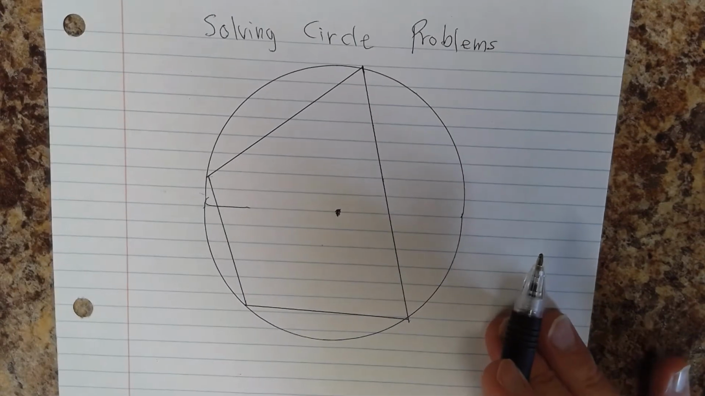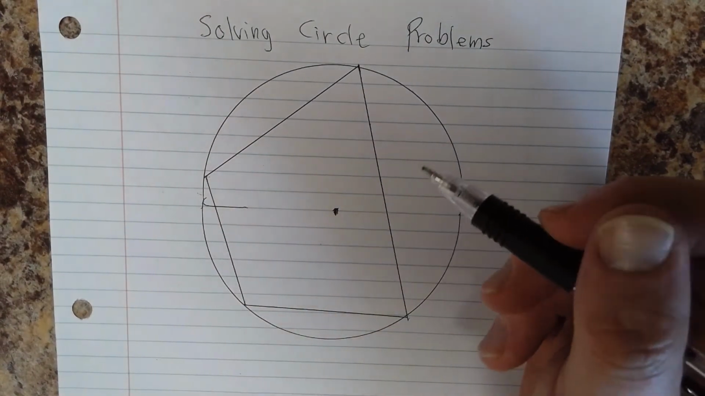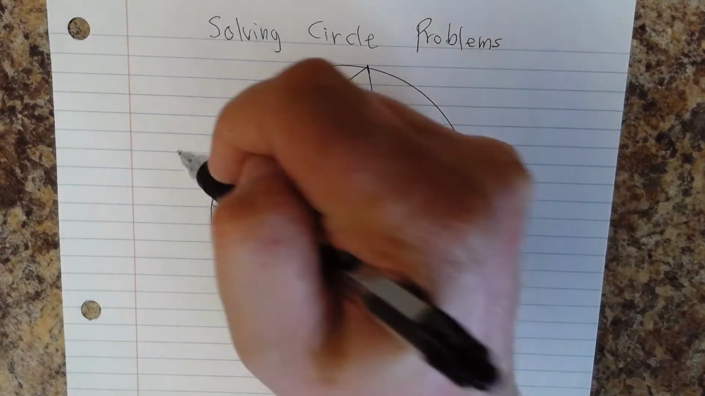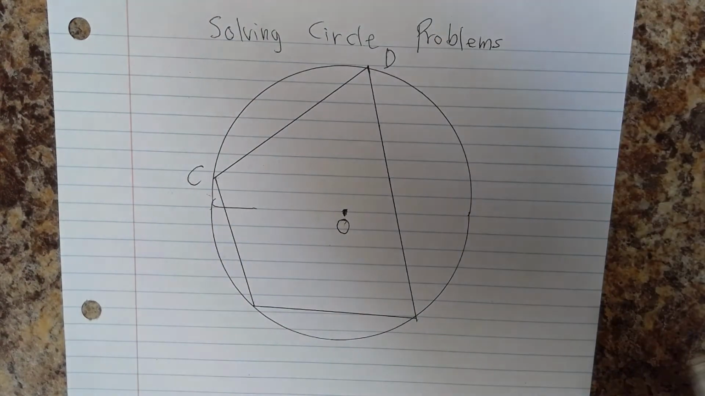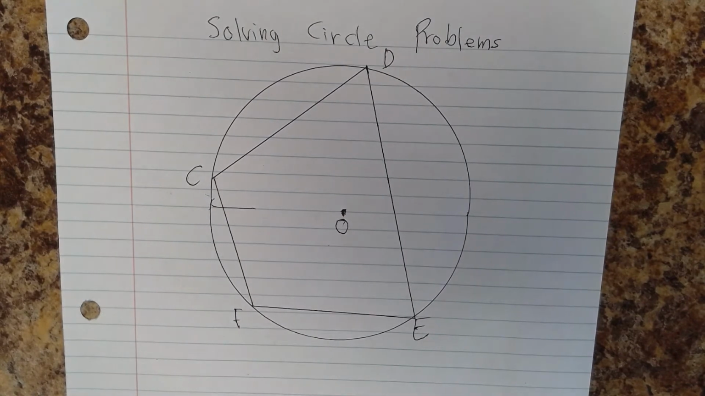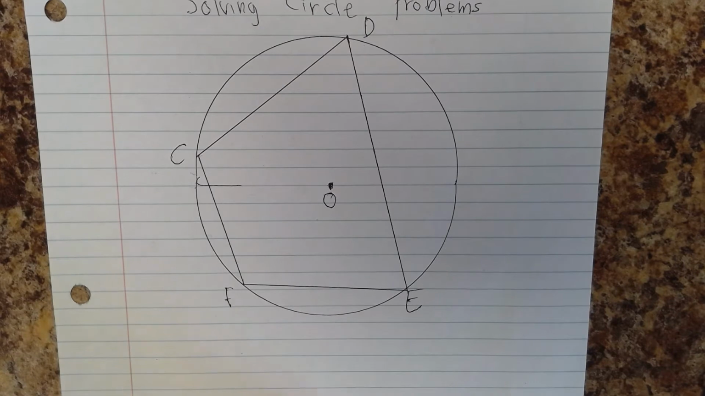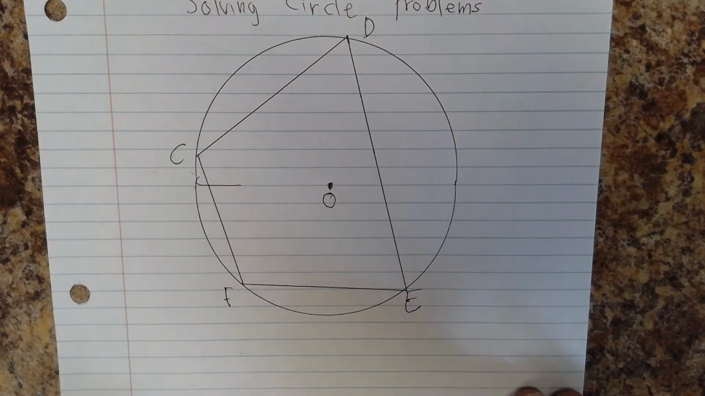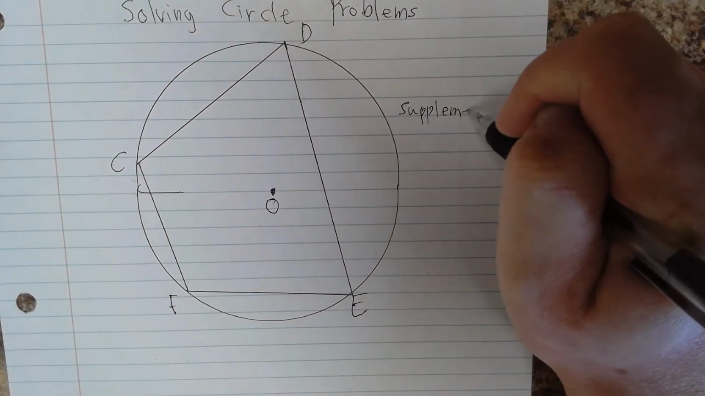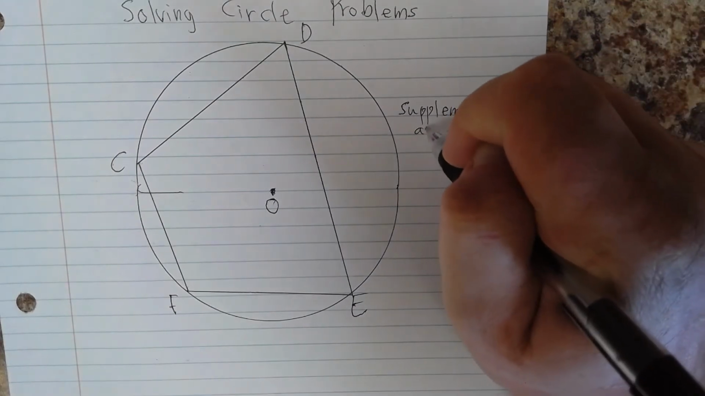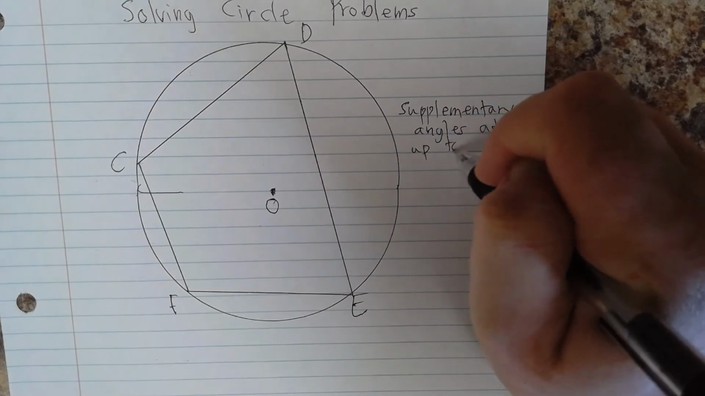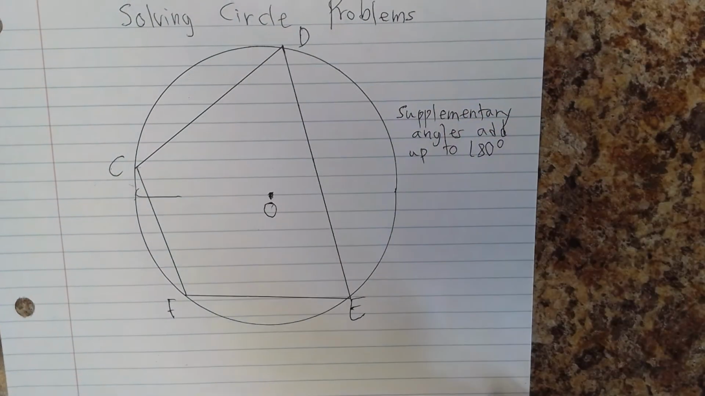So whenever a quadrilateral is inscribed into a circle, we have point O as the center of our circle. Of course, that's not the center of our quadrilateral, and we're going to label the quadrilateral C, D, E, F. Something very unique happens, and that is you get supplementary angles. So let's first of all define supplementary angles on the side here. Supplementary angles add up to 180 degrees.